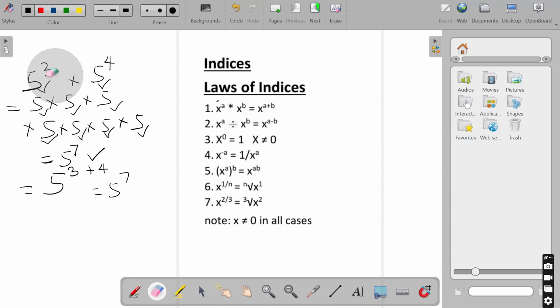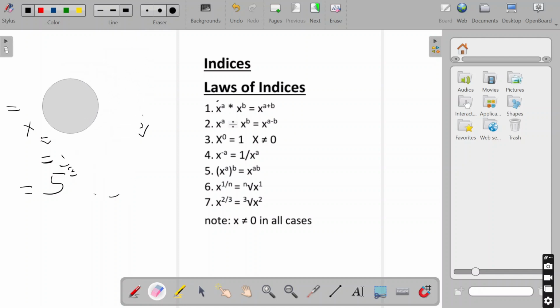So I believe that is understood. So on that note, let's go to the second law of indices, which says that x raised to power a divided by x raised to power b equals x raised to power a minus b.